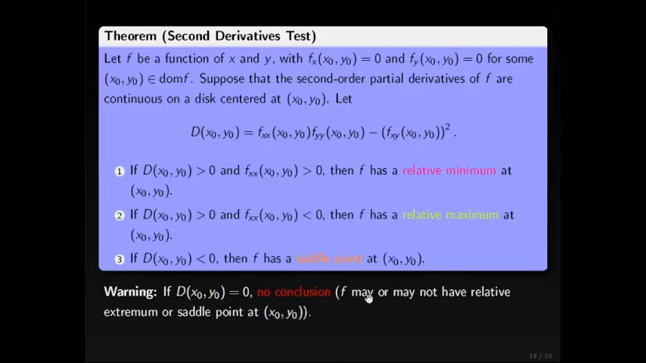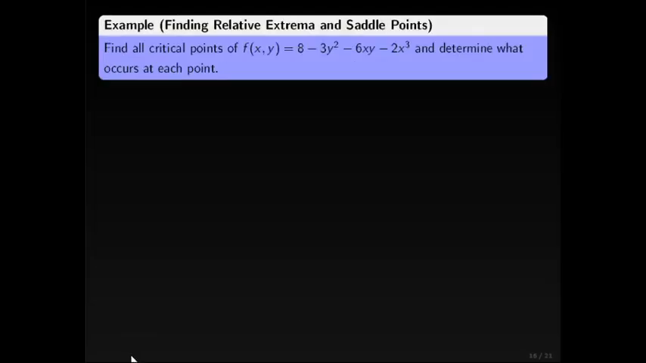Or in other words, f may or may not have a relative extremum or saddle point at x naught, y naught. Let's take a look at this example. So suppose f is 8 minus 3y squared minus 6xy minus 2x cubed. We determine all relative extrema and saddle points of this function.